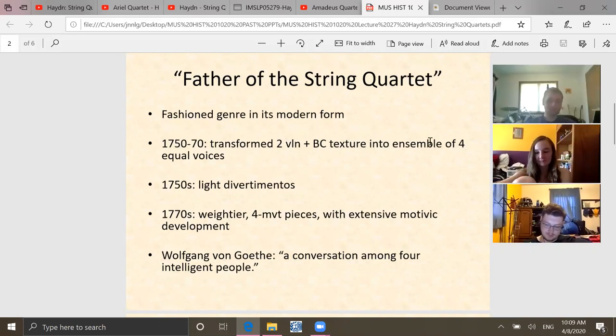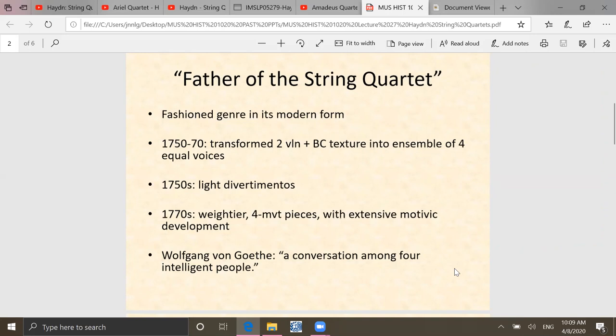So Goethe is, or was, a German poet, and he's really tied close to the arts, especially music. A lot of his poems were set by Schubert, actually. So Goethe is alive around the same time as Haydn is composing string quartets. And he refers to the quartets as, quote unquote, a conversation among four intelligent people.